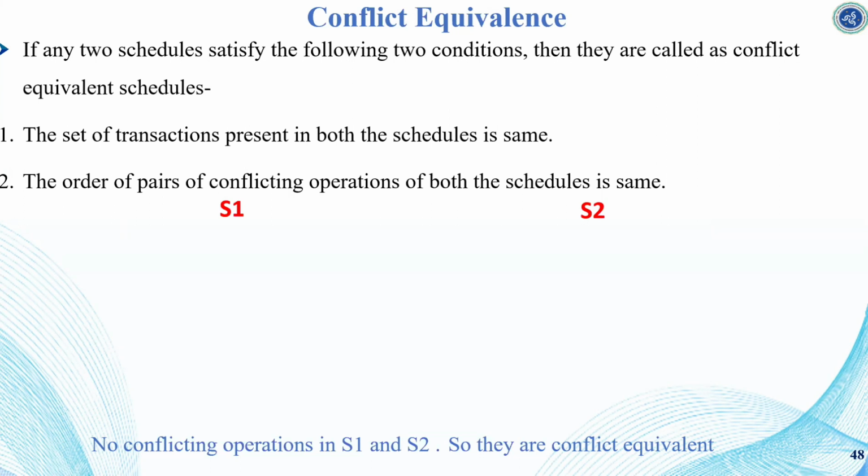So what is conflict equivalence? If you are given two schedules that satisfy the following two conditions, then we can say they are conflict equivalent schedules. What are the conditions? Let's see. The set of transactions present in the schedule should be the same. If you are given two schedules, S1 and S2, the operations performed in this transaction should be the same as that of S2.